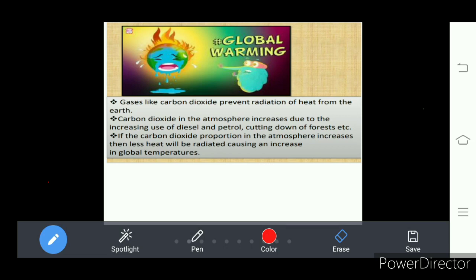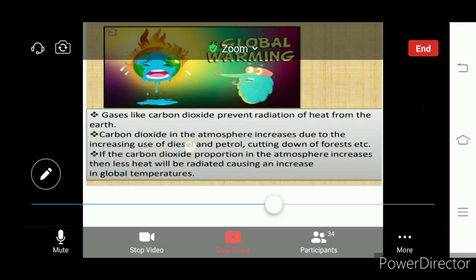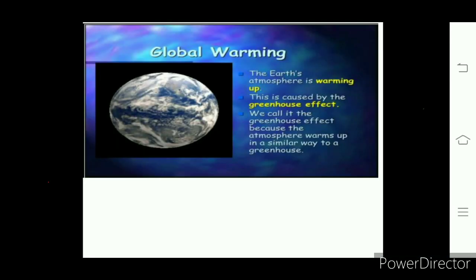Where the temperature increases much more on the earth's surface. So global warming is one big issue faced by the world's countries today. Always warming up on the earth's surface is very important. Earth's atmosphere is warming up. This is caused by the greenhouse effect.